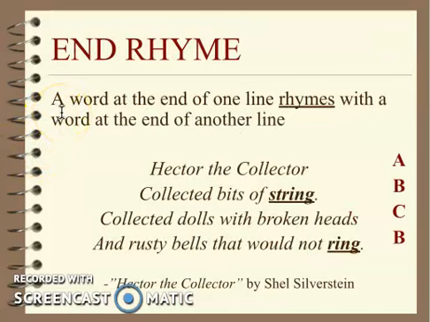Those were all examples of end rhyme. End rhyme is when a word at the end of one line rhymes with the word at the end of another line. Here is another example. "Hector the collector collected bits of string, collected dolls with broken heads and rusty bells that would not ring." Notice string and ring rhyme.